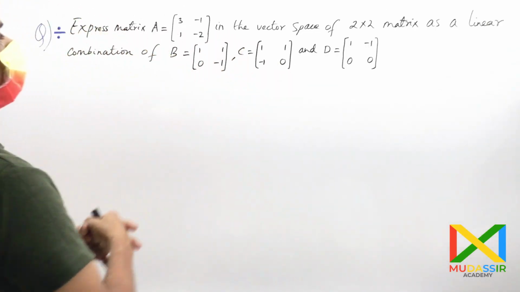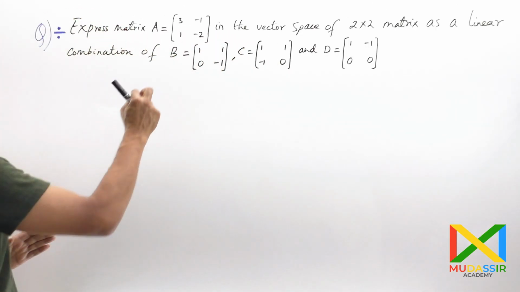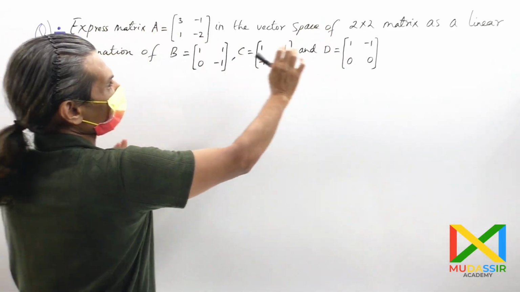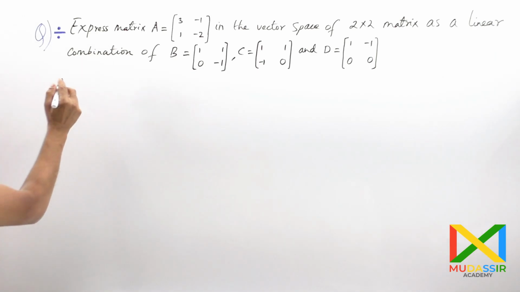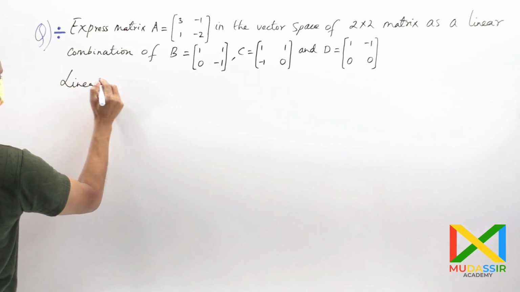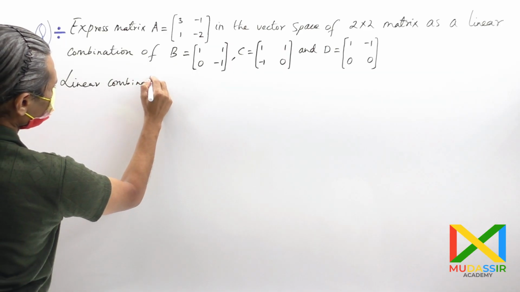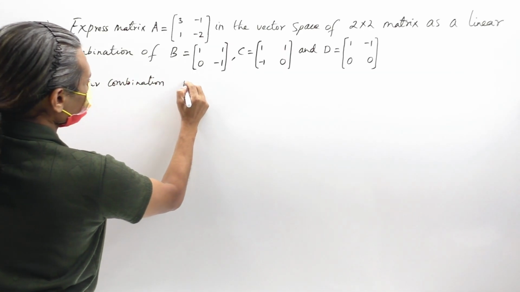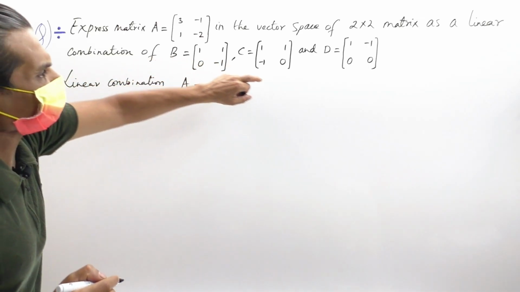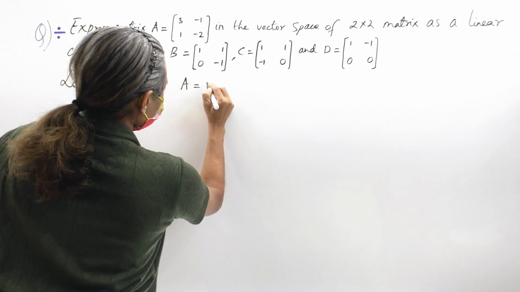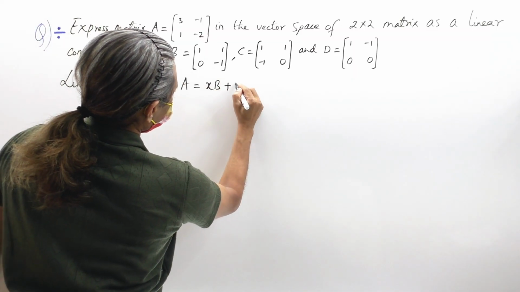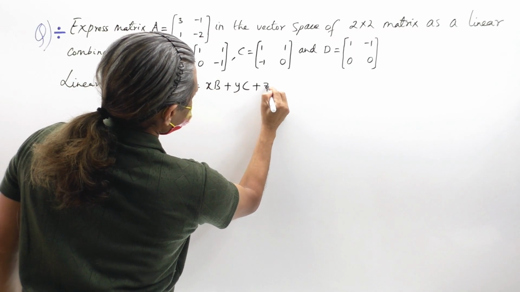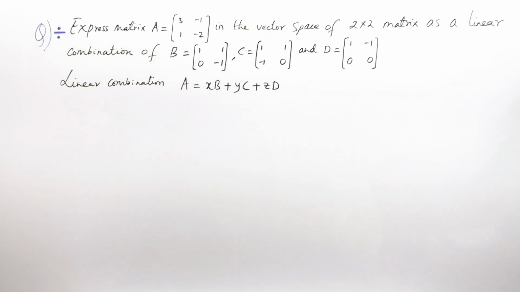Okay. Now coming back to this problem, we are given A, B, C, D. So we have to express this A as a linear combination of B, C and D. First, it's very simple, as you know, we will write a linear combination as A equals, I will take x, y, z, you can take u, v, w, whatever, x into B plus y into C plus z into D. So we have the beautiful linear combination here. Now let's put the values.